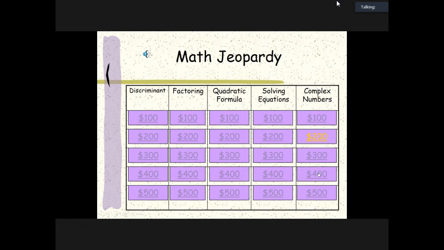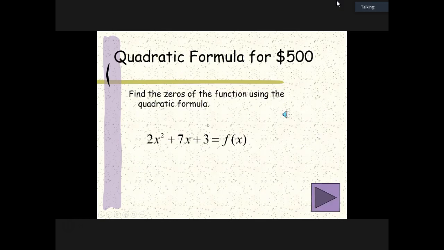Okay, so that gives Molly and Micah. I don't know what the heck I'm doing, but I'm going quad salt. Kind of figured. Okay, quadratic formula for 500. Please solve the following equation using the quadratic formula.